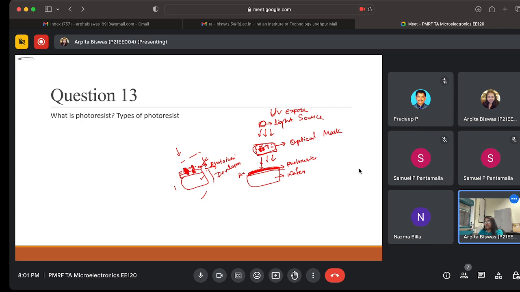Then what type of structure will you get? This is the Au, the gold electrode we need. Only the remaining portion of the photoresist is there, and it will protect the underlying layer. So when we dip into the etching solution, only that portion will stay. This is gold and this is photoresist. Now it is clear what the work of the photoresist is.